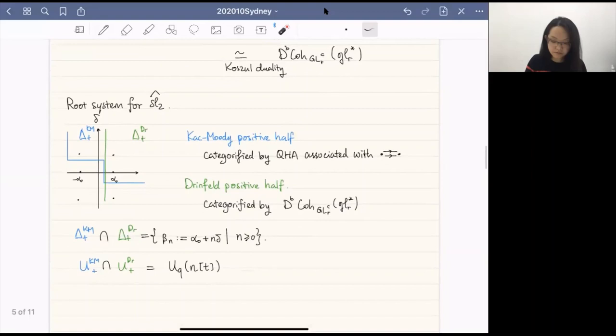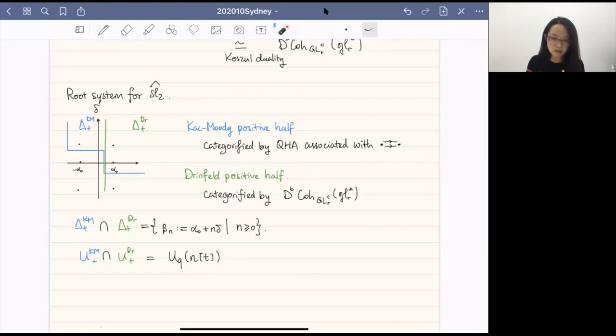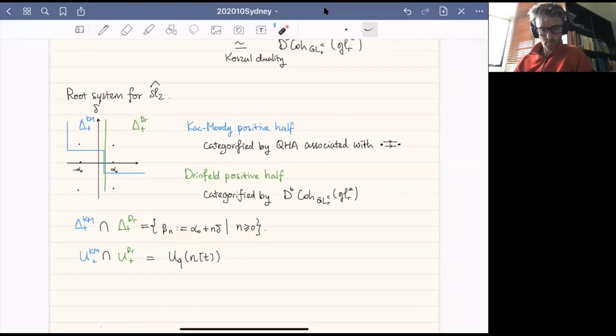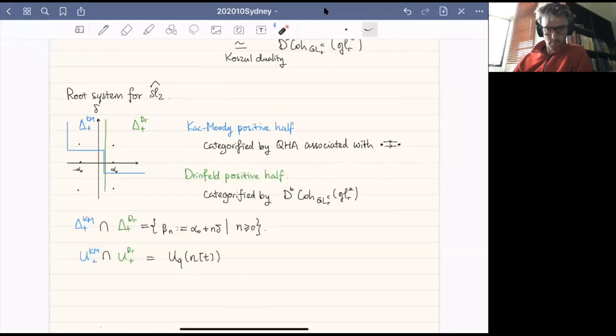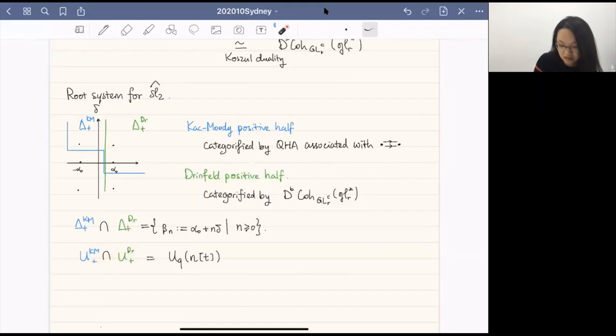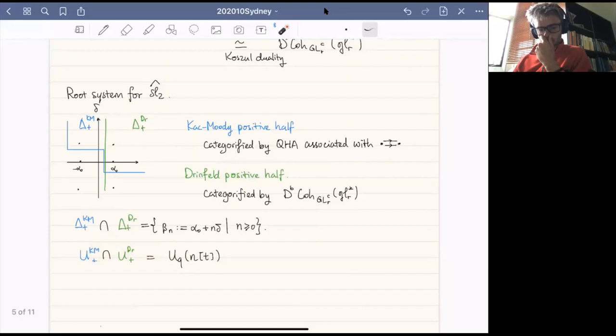And so now you can consider the intersection of these two parts. In the intersection, the roots are just alpha zero plus n delta for positive n. Okay, so we'll use it very often later. And this I'll call beta m. And then you can see that the enveloping algebra corresponding to this intersection part is just the enveloping algebra of n of bracket t without t minus one. Okay. All right.